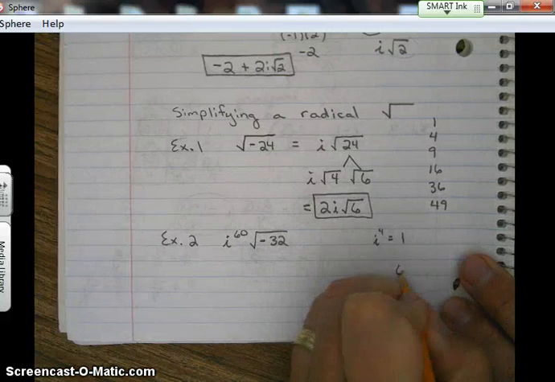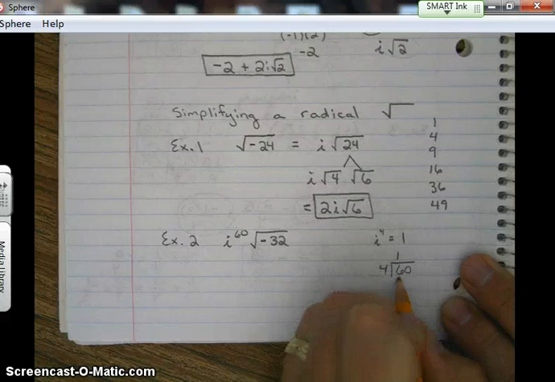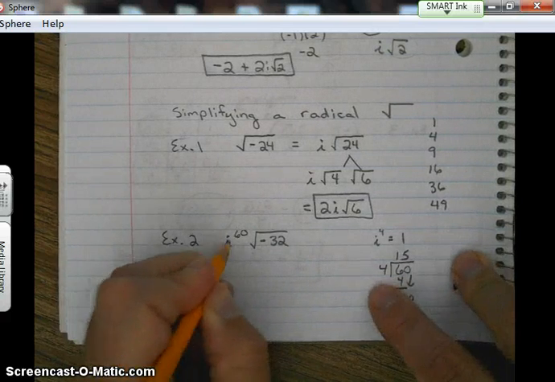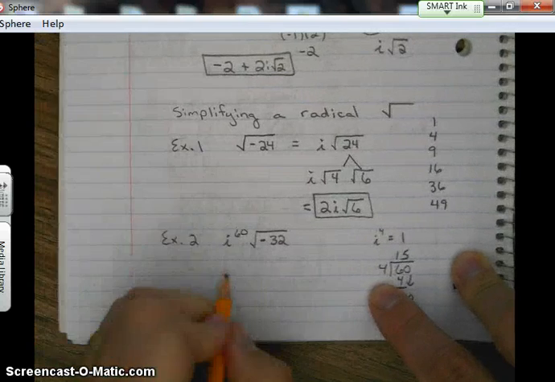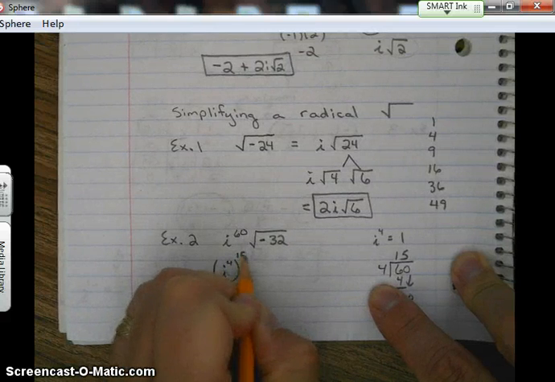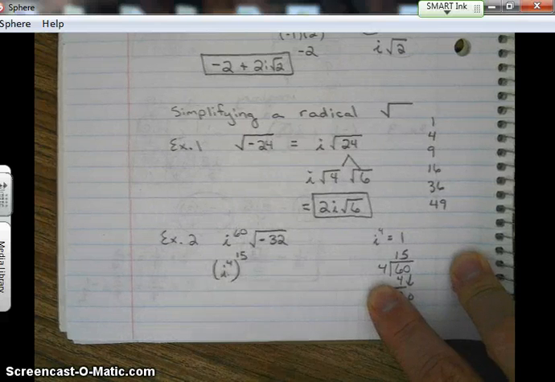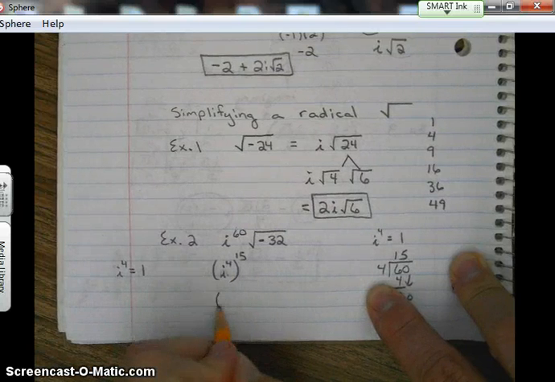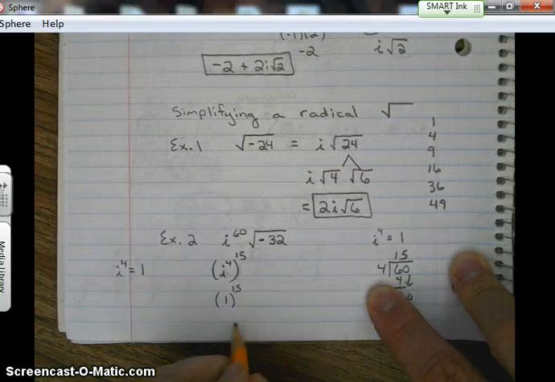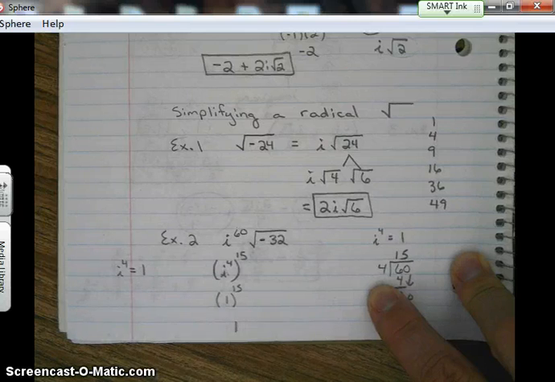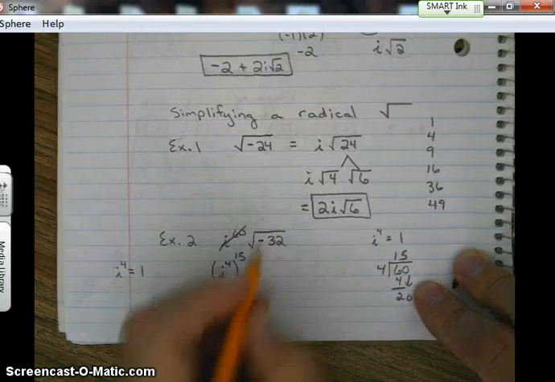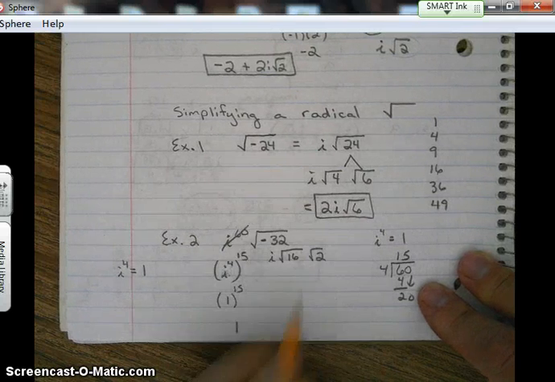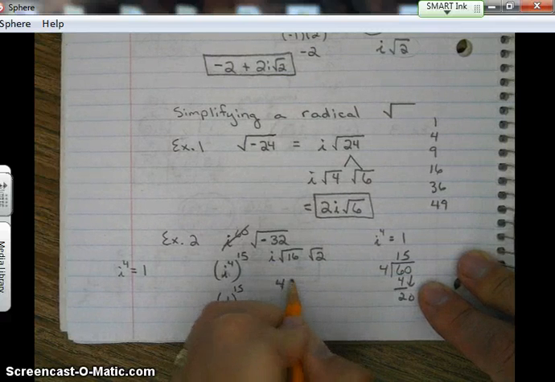So if you take 60 divided by 4, we go 1 time, bring down the 0, 4 goes into 15. So there's actually 15 of them, i to the 4th. 4 times 15 is 60. And we know that i to the 4th is 1 from our video notes from the other night. So this would be 1 to the 15th power, which is 1. So i to the 60th is 1. So that just cancels out. Now we're going to take the i out. We're going to break this up into the square root of 16 times the square root of 2. The square root of 16 is 4, so 4 goes first, then the imaginary part, then the radical.